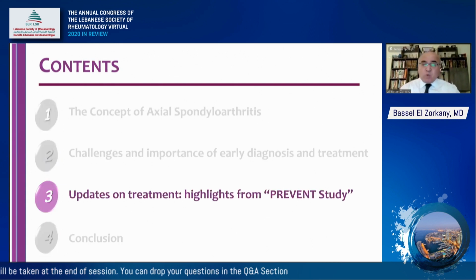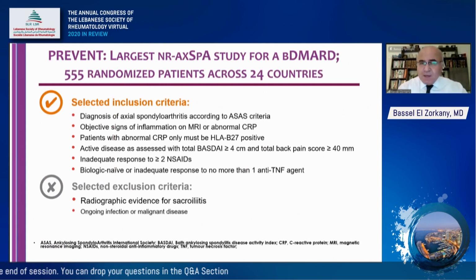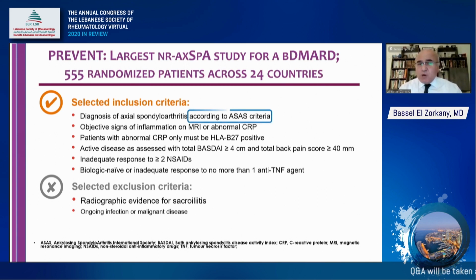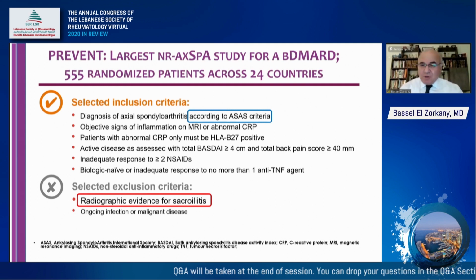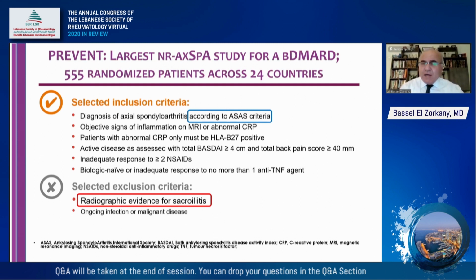The PREVENT study is one of the largest studies. In fact, it is the largest one for a biologic DMARD in non-radiographic axial SpA, done in 24 countries, with 555 randomized patients. Patients were included depending on fulfillment of the ASAS classification criteria, but excluded if they met the modified New York criteria, because they were excluded if they had radiographic evidence. We needed them non-radiographic, with B27, with high CRP, with MRI findings, etc.